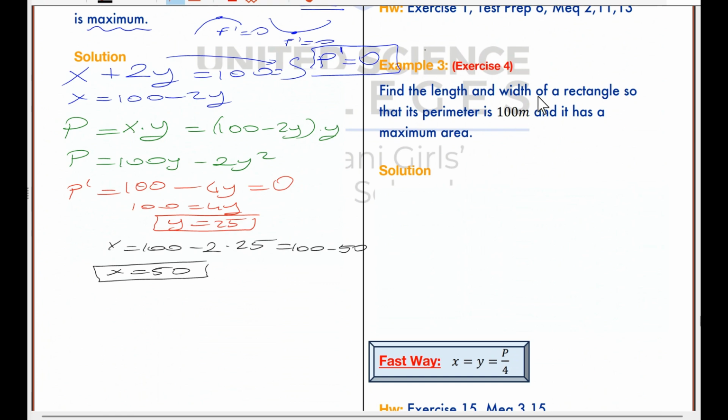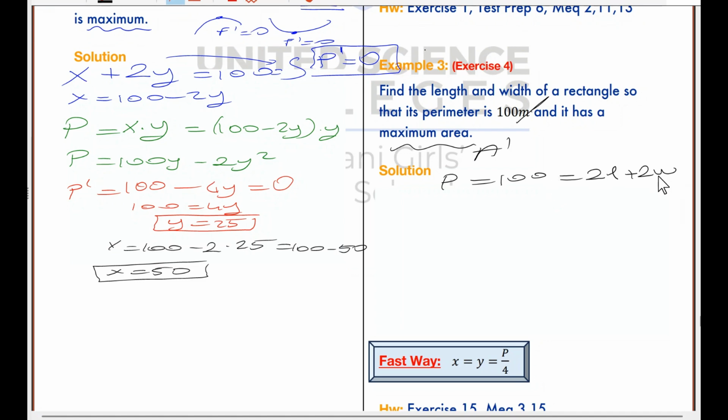Find the length and width of a rectangle so that its perimeter is 100 meters and it has a maximum area. So it's a perimeter question, exercise 4. We need area to be maximum, so we are looking for A prime, right? Derivative of area. But first, let's write the equation by using the given. The perimeter is given as 100 meters, which is, remember the perimeter formula, 2L plus 2W, right? 2 times length plus 2 times width is the perimeter formula for a rectangle.